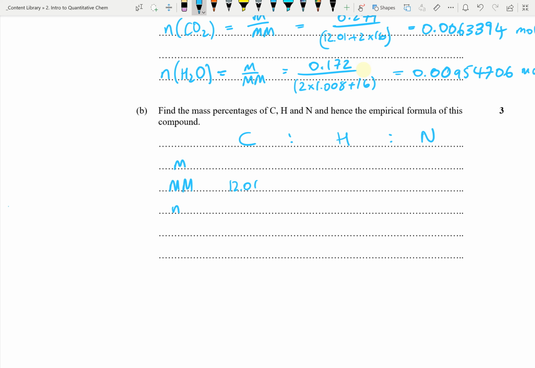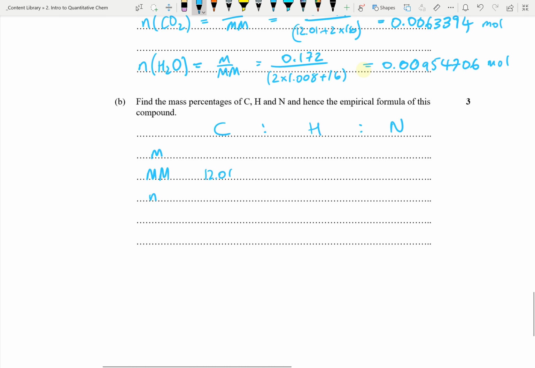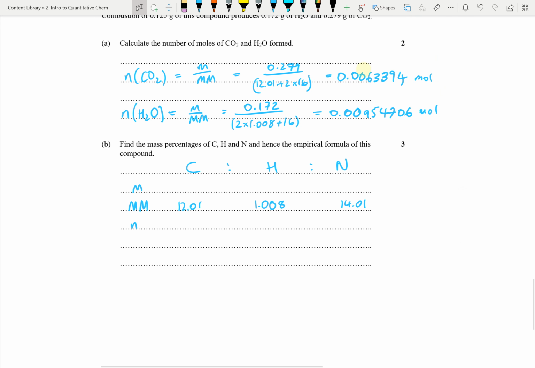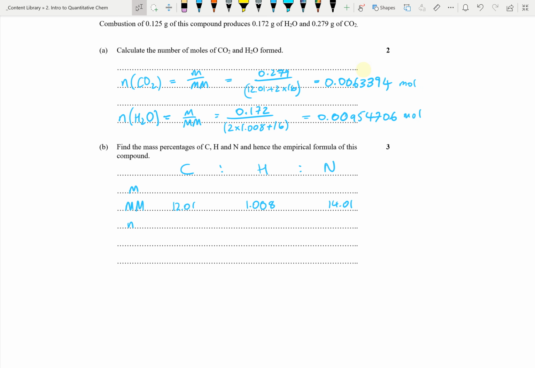So firstly, I'm just going to tackle this. What bits of information do I know from part A? I know the moles of carbon dioxide, which gives me the moles of carbon, a 1-to-1 ratio. So I know the moles of carbon. Moles of carbon is just going to be 0.00633394.